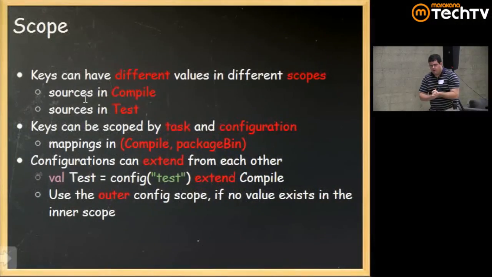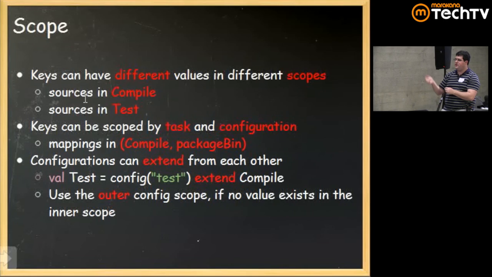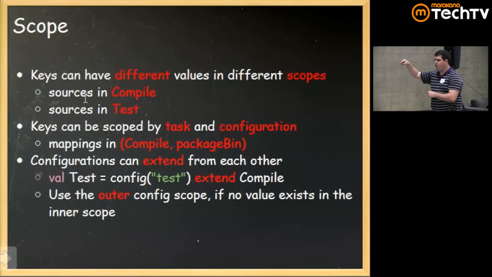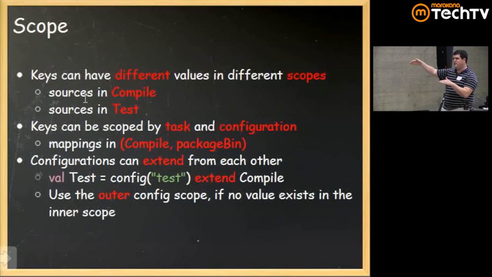Okay. The other thing is that configurations can extend from other configurations in a sort of OO way. So the test config, I believe, extends from the compile config. So if I define a setting that relies on something in the test configuration and that doesn't exist, it will look for something in the compile configuration before giving up. So that's what extends does. It will go down that hierarchy in the config looking for keys.